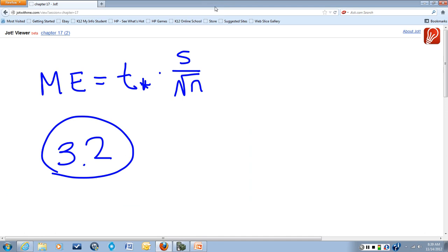And remember, the question asked us to round to 1 decimal place because the sample statistics were given with that accuracy. So the margin of error for this problem is 3.2.